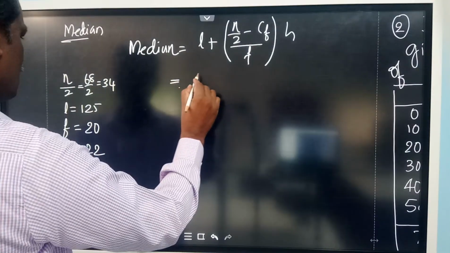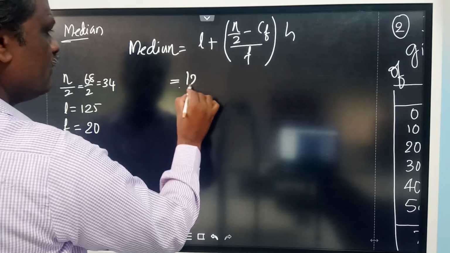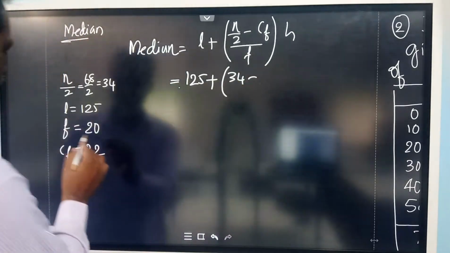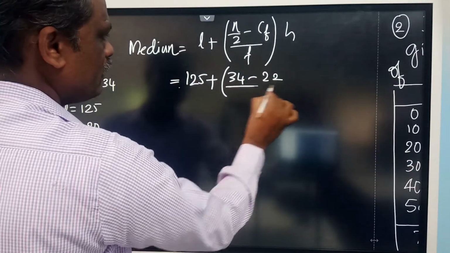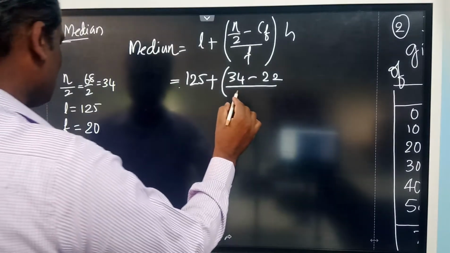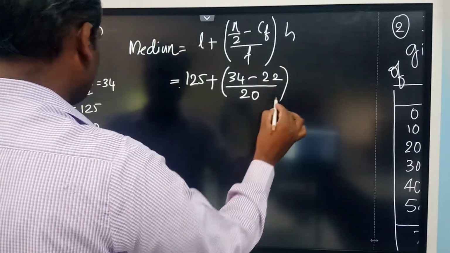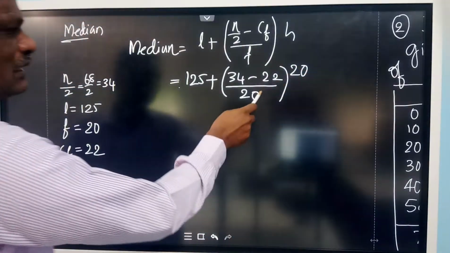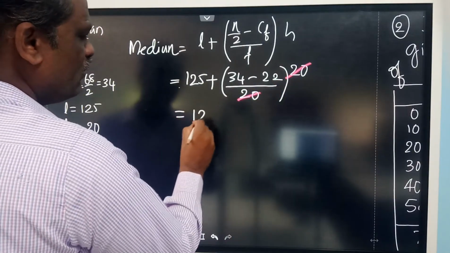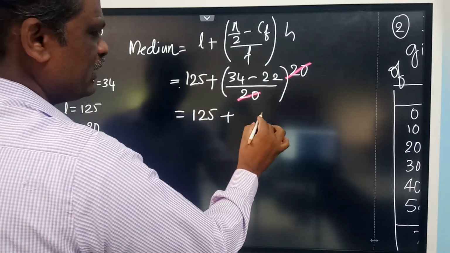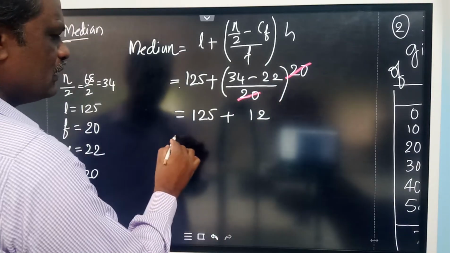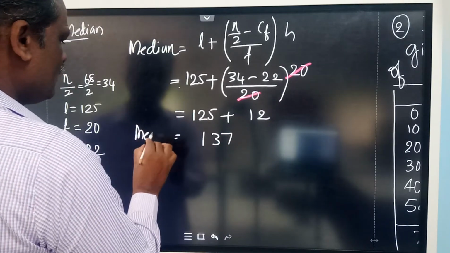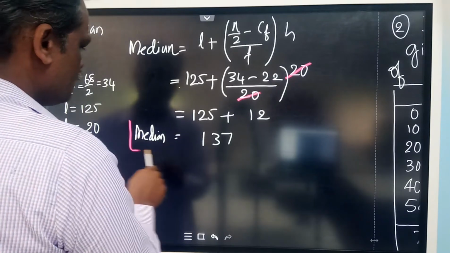So lower limit 125 plus n by 2, which we already found, is 34, minus cumulative frequency 22, divided by the frequency of this median class, 20, into size of the class interval, 20. You can cancel 20 and 20 easily. So 125 plus 34 minus 22, which is 12. Add these two numbers, so 137. So the median is also 137.